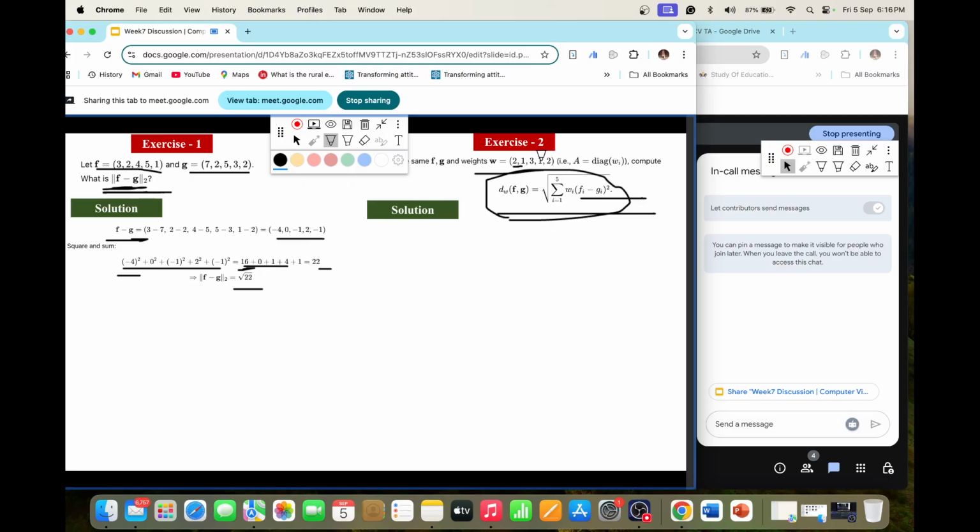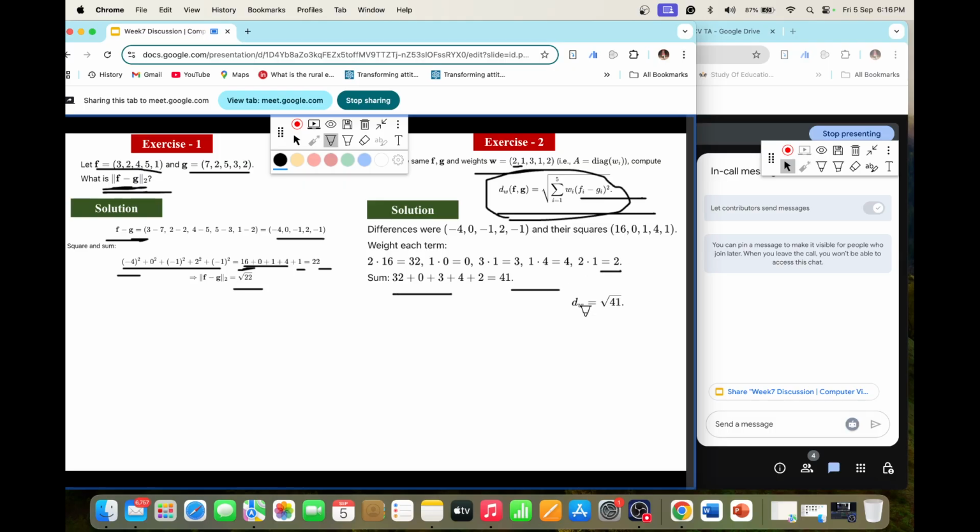Similarly, with 4 we have to multiply 1, and with 1 we have to multiply 2, and then add up and then do the root over. So same thing, just what I have told: just multiply it and do the summation and then the root over. So our distance is coming root over 41. So this is the distance weighted function.